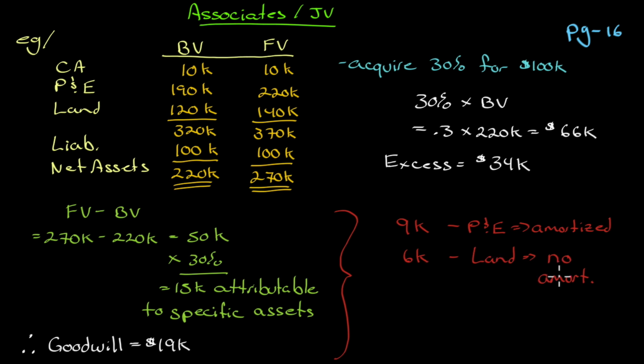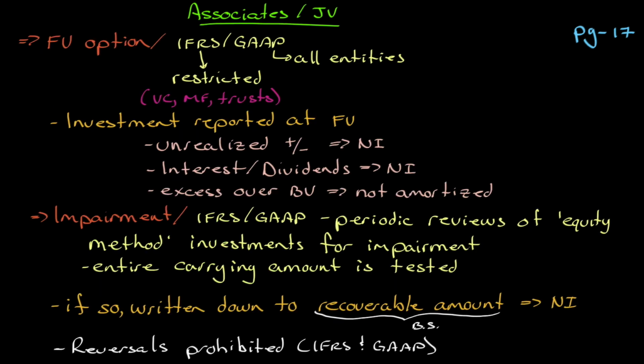6,000 in land. There's no amortization for land, so we never have to worry about that. So if we paid in excess of 34 and we can attribute 15,000 of it to specific assets, goodwill must be $19,000. So that will take us through the equity method, and we've looked at our two issues. The price doesn't equal the book value and how we deal with that. And we've looked at income as earned. We must claim it as earned.